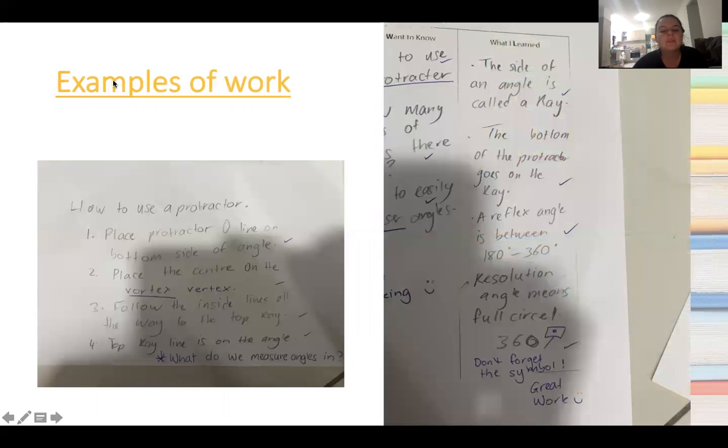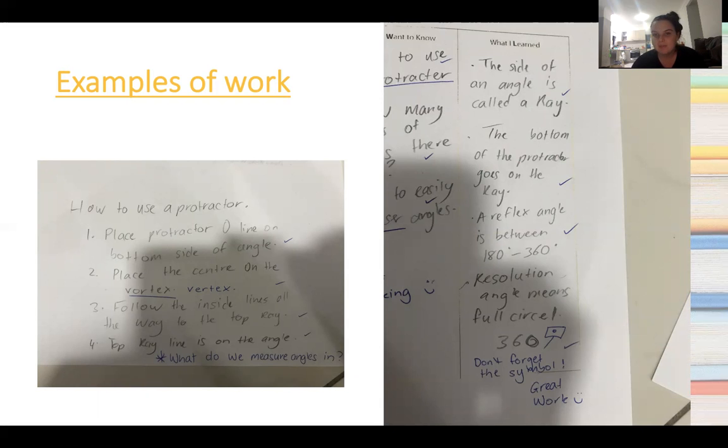So here's the examples of work. The student completed how to use a protractor with a minimum required of 3 steps, and they have given me 4. I have given feedback on a step 5, where they could have told me how to measure the angle in degrees. And then they have their L chart of what I learned in their KWL.